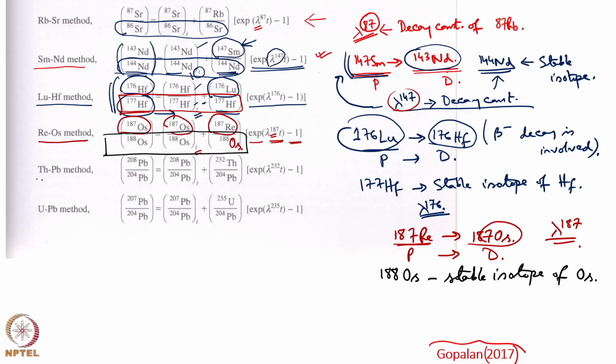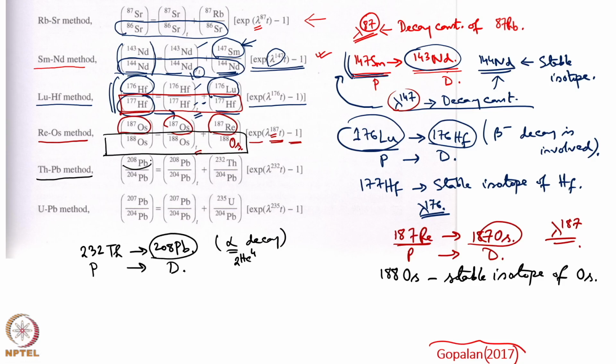Let us look at the thorium lead method. Here 232Th alters to 208Pb, and this involves alpha decay, which is 2He4. So, here this is the parent and that is the daughter. So, how to write the equation?